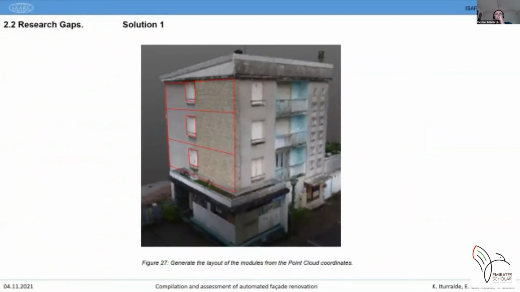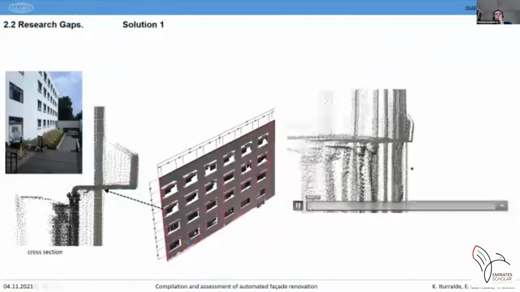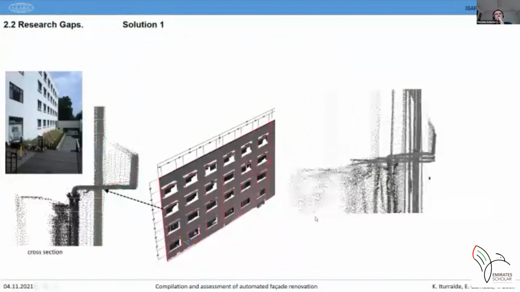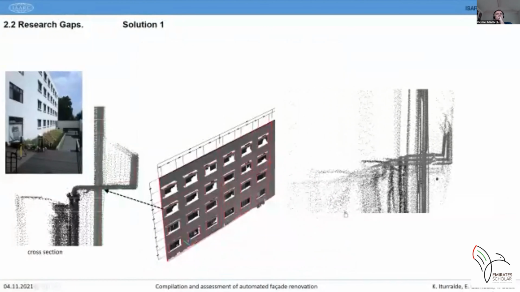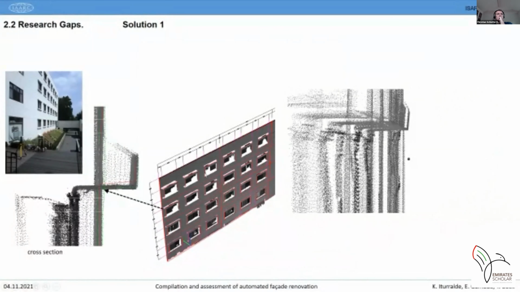and the accuracy. The first solution consisted of automatically defining the layout of the modules only with the input of the point cloud. Currently, there is a way of processing point clouds, but it's still time consuming, and it's difficult to determine the exact line of the primary layout of the modules. It's difficult to determine the criteria where to mark it, let's say.